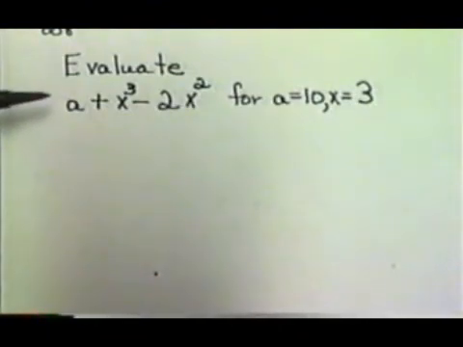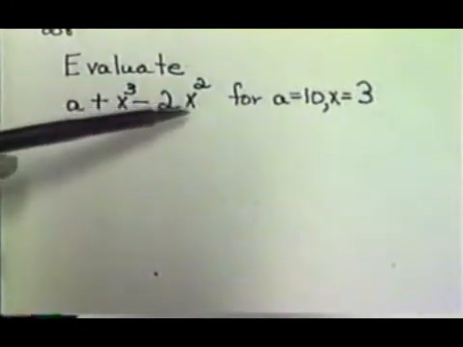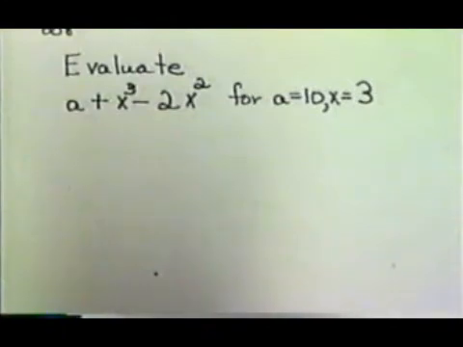The first expression we're going to work with is a plus x cubed minus 2x squared. And we're asked to evaluate this expression. Now, this expression has no meaning to us unless we know what the letters in the expression stand for. And depending upon what they stand for determines what value the expression has. In this particular problem, I've told you that I want A to stand for 10 and X to stand for 3. So everywhere in the expression we have an X, we put the 3 in.